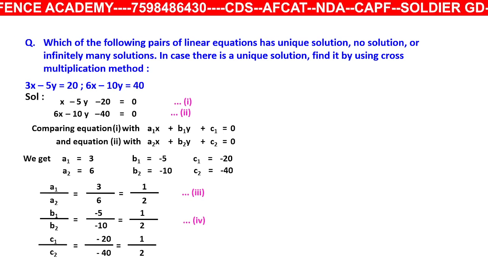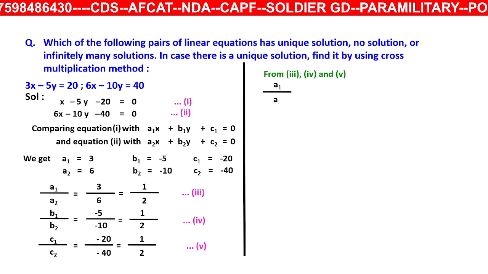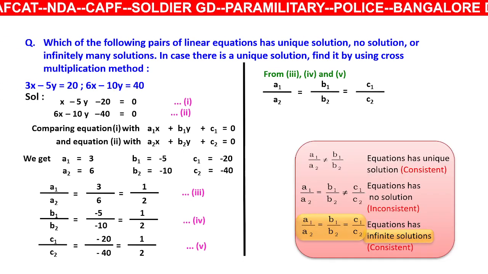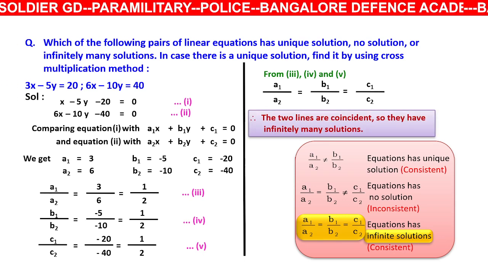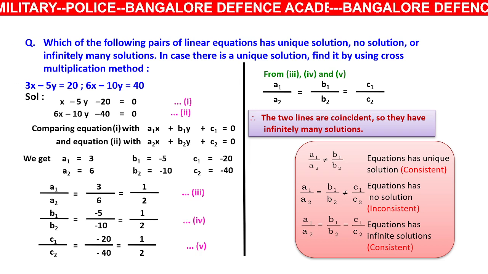So here we know the three conditions. If all the three ratios are the same, there are infinitely many solutions. Okay, so here you have to check the conditions: a1 by a2, b1 by b2, c1 by c2. Look at the third condition here. Okay, so the two lines are coincident, so they have infinitely many solutions.